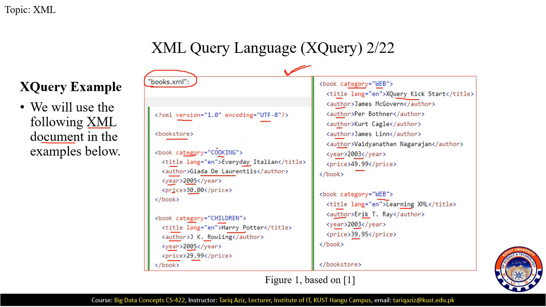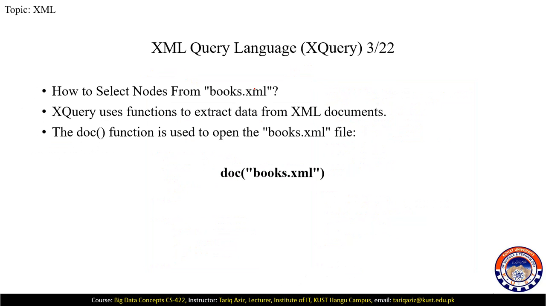Now we will perform multiple queries on this XML document, and we will extract information according to our need. Now the first query is regarding the selection of nodes from this XML document. For this purpose, it says that XQuery uses functions to extract data from XML documents. And in this case, what sort of particular function did we use? The doc function we used to open the books.xml file.